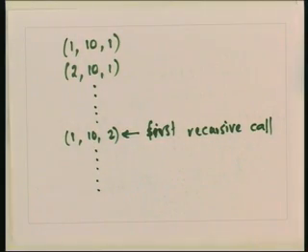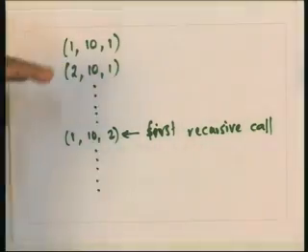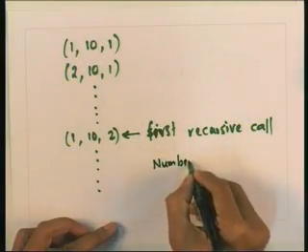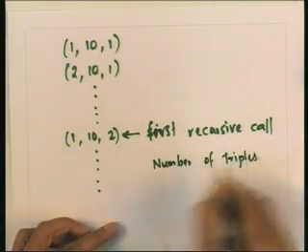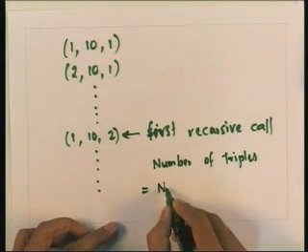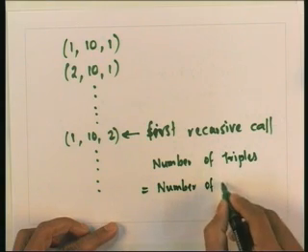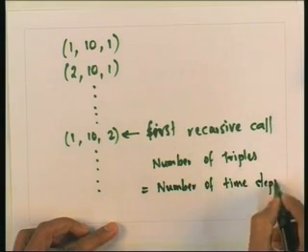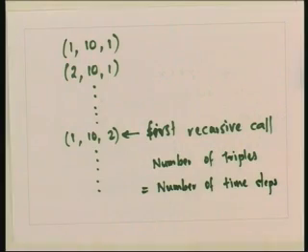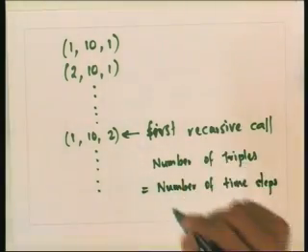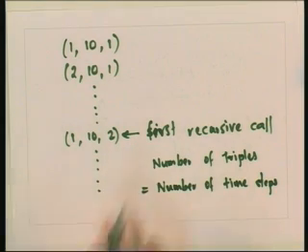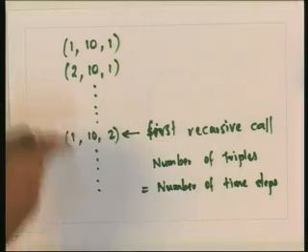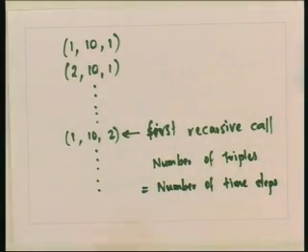How many lines will there be in this transcript? How many triples will there be in this transcript? Clearly, the number of triples is exactly equal to the number of time steps, right? Because at every step the computer takes, it is going to make one entry into its diary or its transcript, and that is going to be this triple. So the number of triples is exactly equal to the number of time steps. So if I want to estimate the time taken by this computer on this particular problem, all I need to do is to count how many triples I have in my diary or in this transcript.